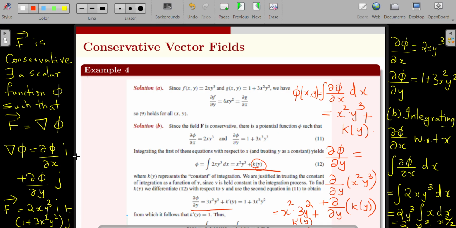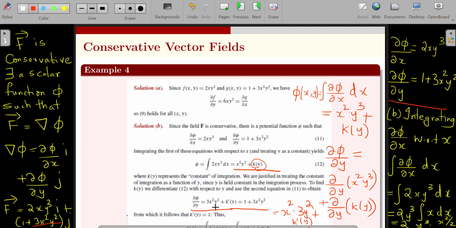But already we knew that ∂φ/∂y is equal to 1 plus 3x²y². So we already know that ∂φ/∂y equals 1 plus 3x²y². That is what happened in this equation: 3x²y² plus k'(y) is the ∂φ/∂y obtained in this particular way, and this will be the same as this particular ∂φ/∂y.